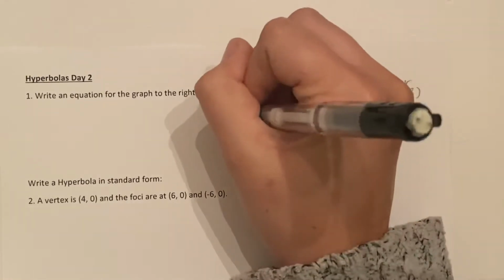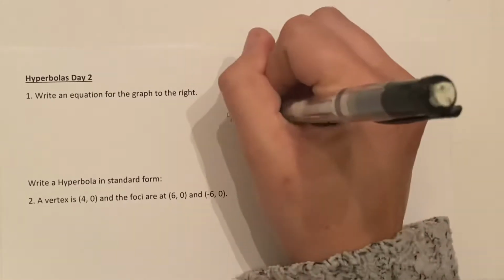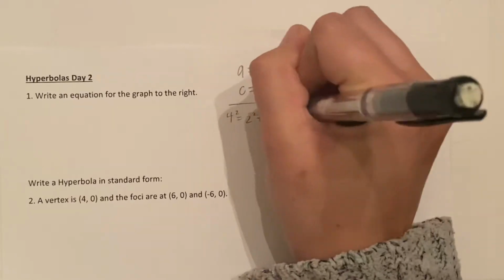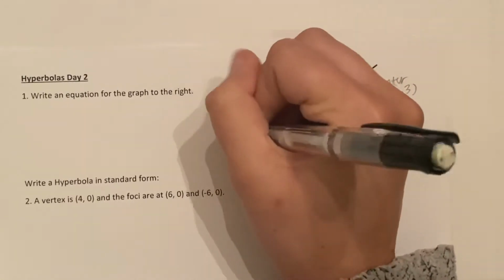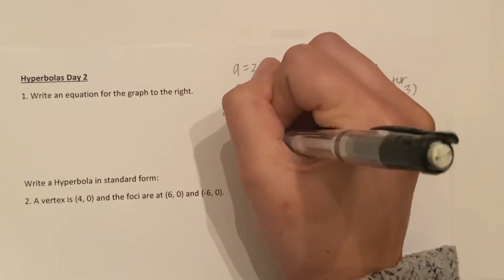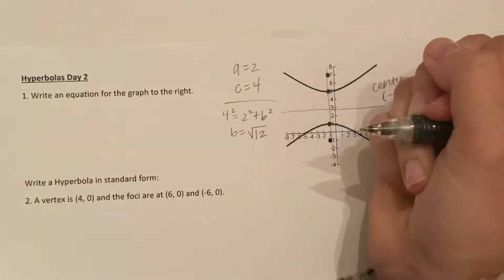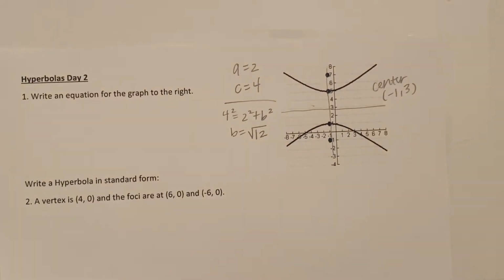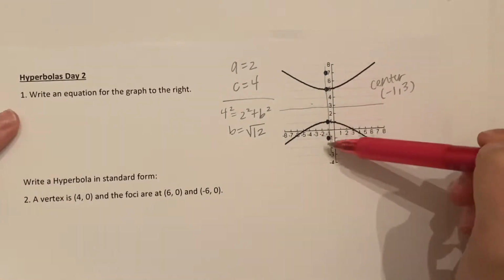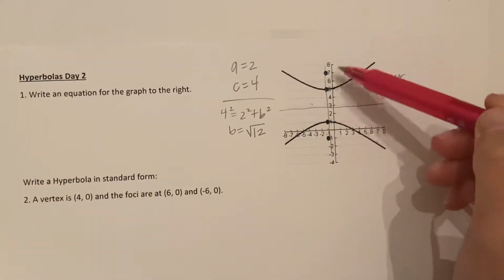So C squared is A squared plus B squared. So 16 minus 4, B is the square root of 12. I'm going to leave it like that because I know in my formula I'm doing B squared, so that square root will go away. So to write my answer, this is a vertical hyperbola.